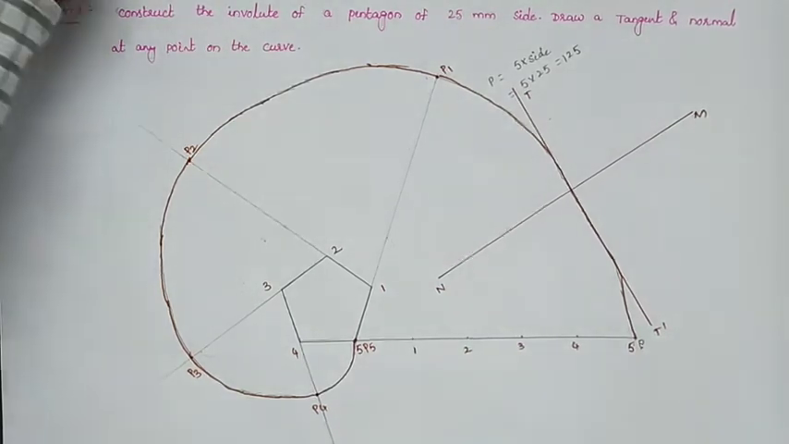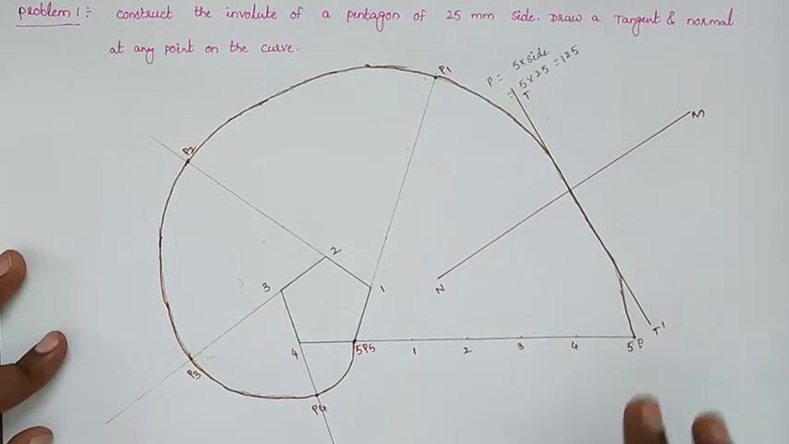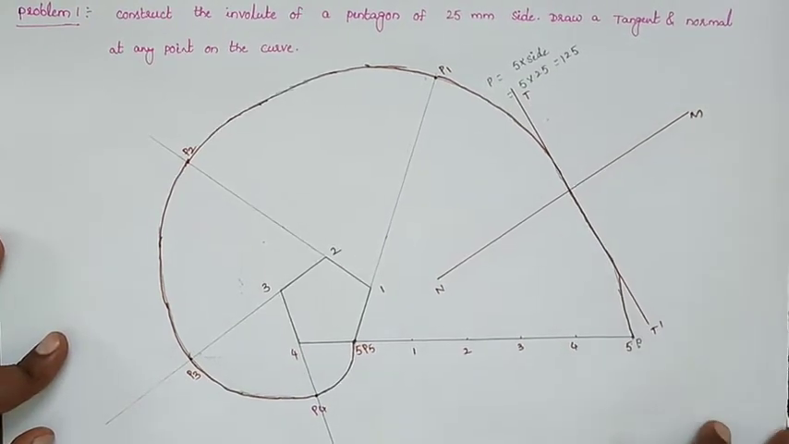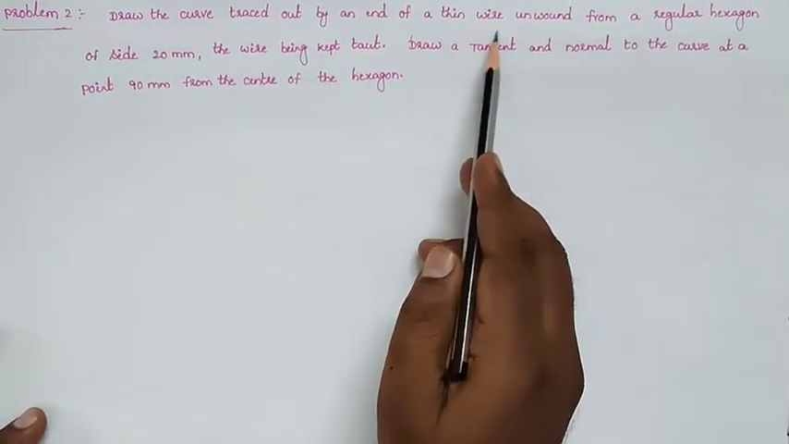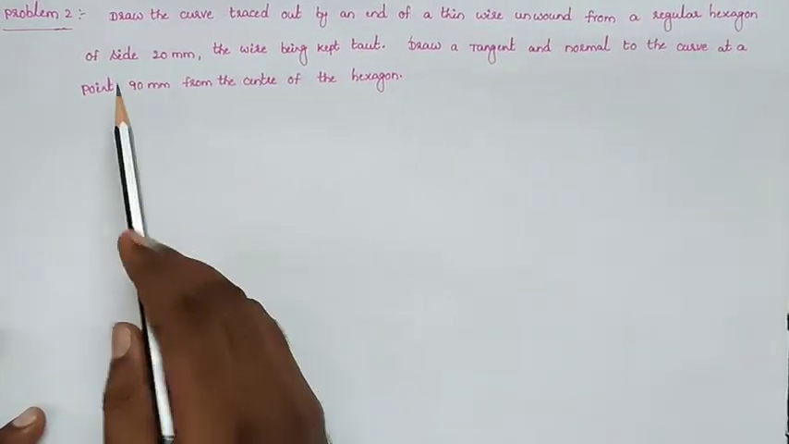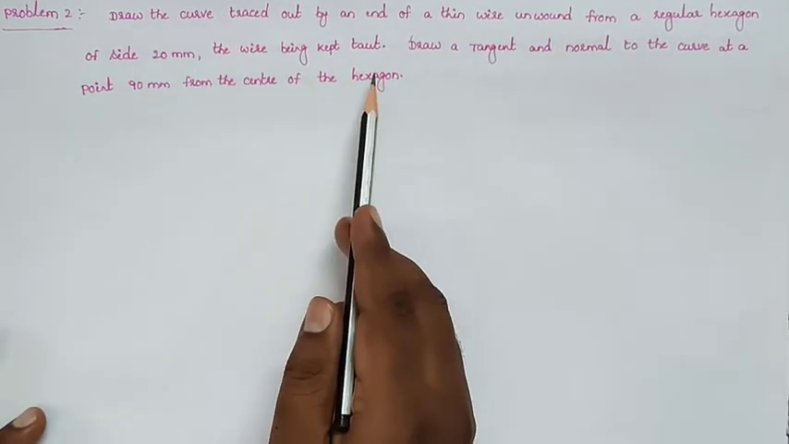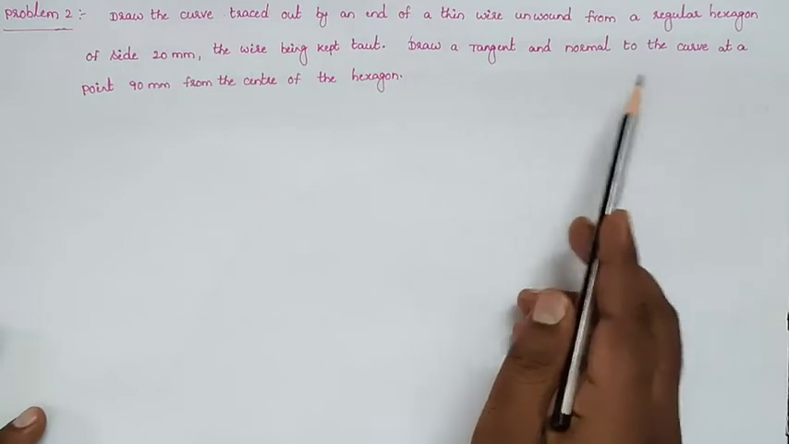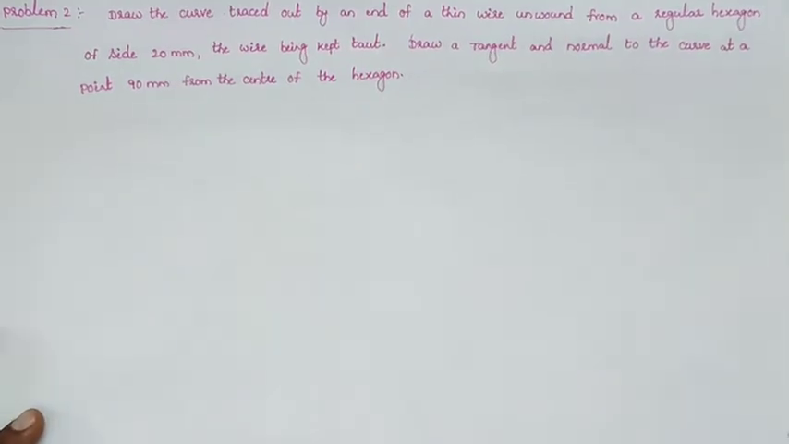So this is the construction of the involute of a pentagon, where the length of the string is equal to the perimeter of the pentagon. Next problem: draw the curve traced out by an end of a thin wire unwound from a regular hexagon of side 20 mm. The wire is being kept tight. Draw a tangent and normal to the curve at a point 90 mm from the center of the hexagon.